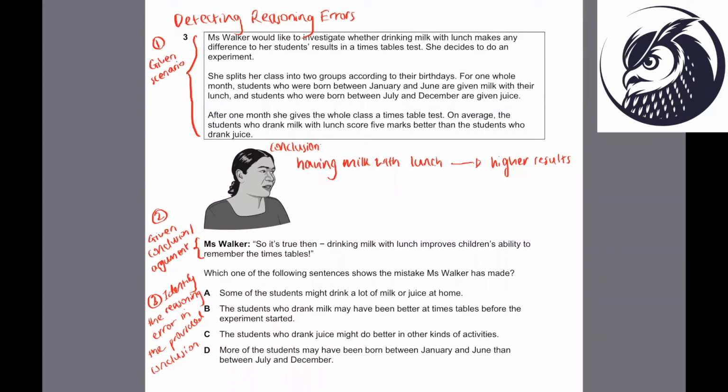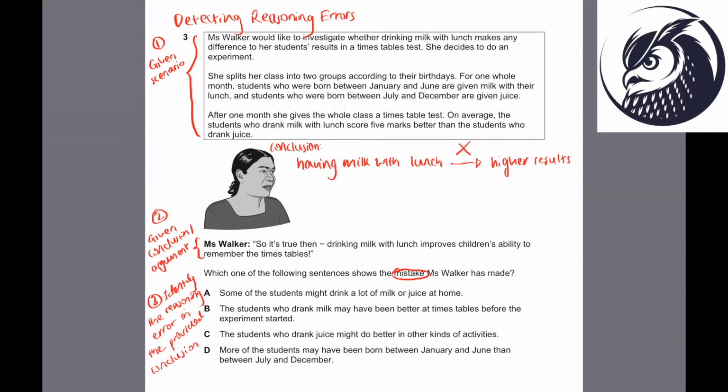So if you read the question now, it says, which one of the following sentences shows the mistake Ms. Walker has made? So I'll circle mistake to highlight it for you guys. So when you actually approach the answer options, generally I like to take an elimination approach. You want to read through the options one by one and eliminate any ones that you think are irrelevant, okay? And what you are trying to look for is an answer option that breaks this logic.